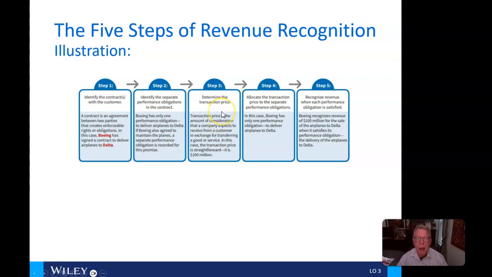So we've determined how much it costs for, let's say, a 737 or a 747, and then let's say it's $100 million. That's a fairly small Boeing airplane. And in this case, the transaction price is straightforward. It's $100 million. So we're going to allocate the transaction price to its separate performance obligations. And lastly, when Boeing recognizes that $100 million, it satisfies that performance obligation when it actually delivers those planes to Delta.